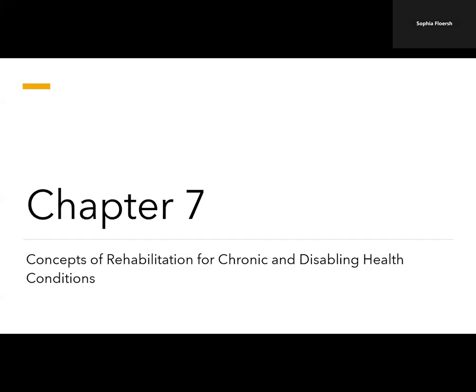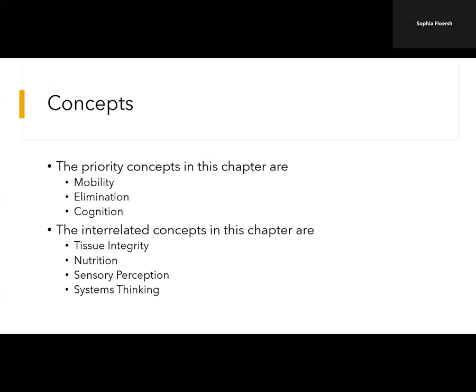Today we are going to be talking about Chapter 7, Concepts of Rehabilitation for Chronic and Disabling Health Conditions. So some of the concepts for this chapter are, again, mobility, elimination, and cognition. I can't stress this enough, especially with your older populations. Whenever you're studying, always think about your considerations of mobility. Is my patient safe? Are they at risk for falling? You always want to assess for that first to make sure, do I have them in a safe environment?